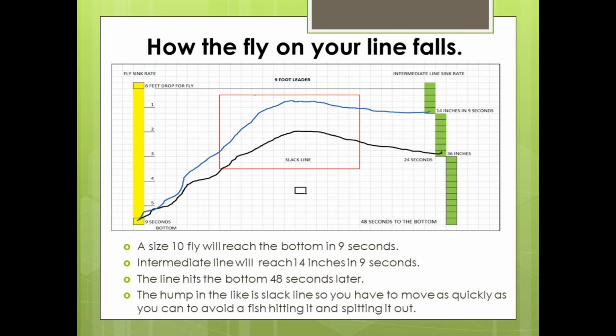The hump is like a slack point in the line, so you have to move your floating device as quickly as you can to avoid a fish hitting the slack and spitting it out.